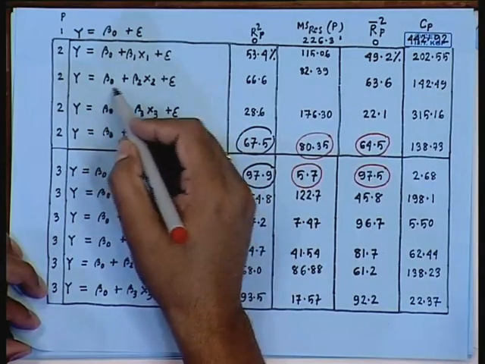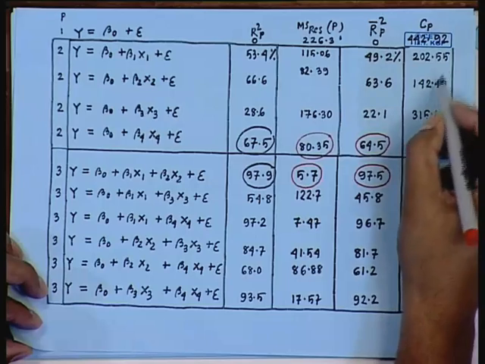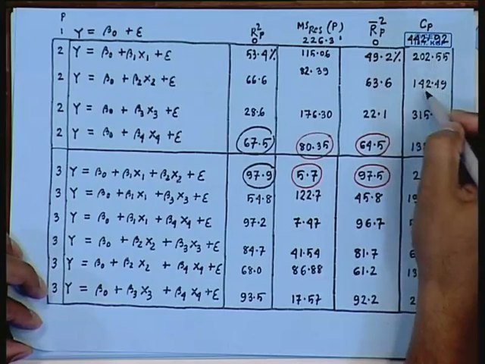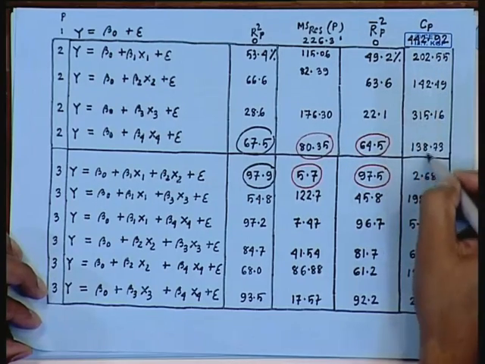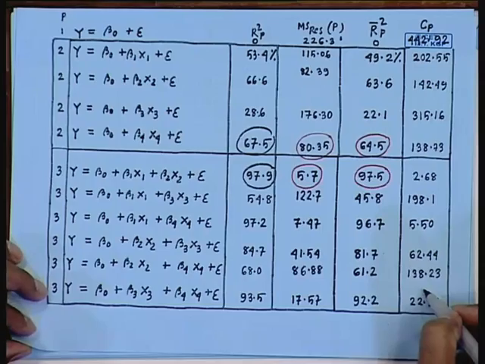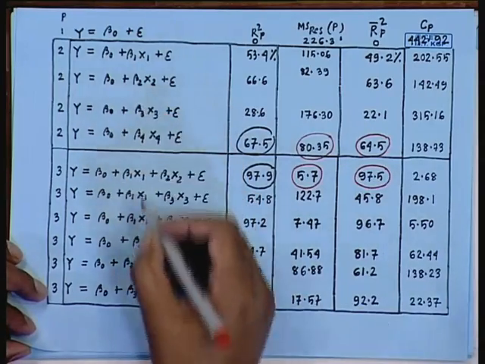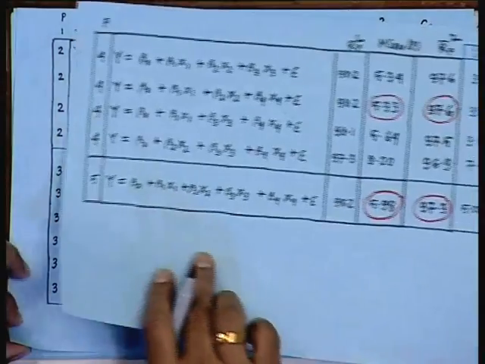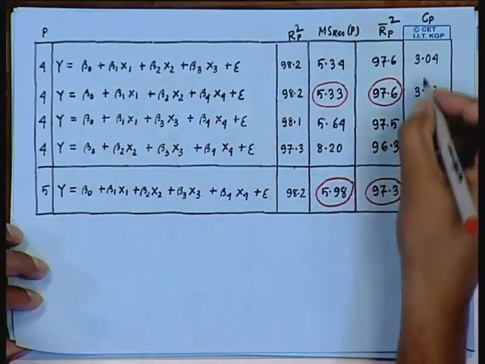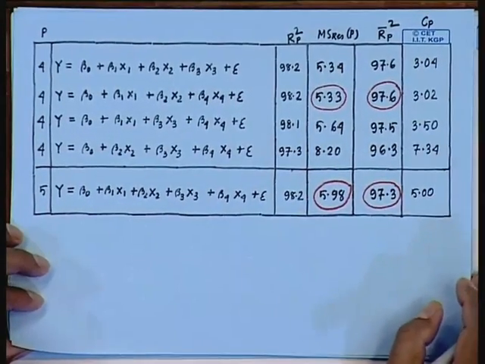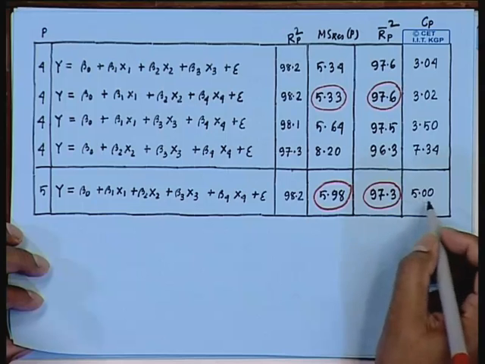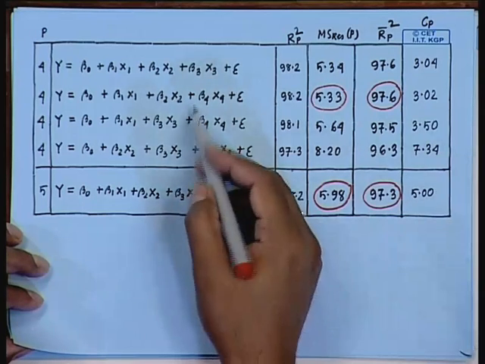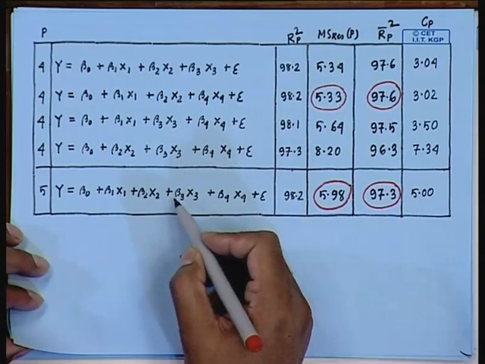Similarly, you get the ANOVA table for the second model and compute the Cp value. So, these are the Cp values for models involving 1 regressor and 2 regressors, and these are the Cp values for the models involving 3 regressors and 4 regressors.